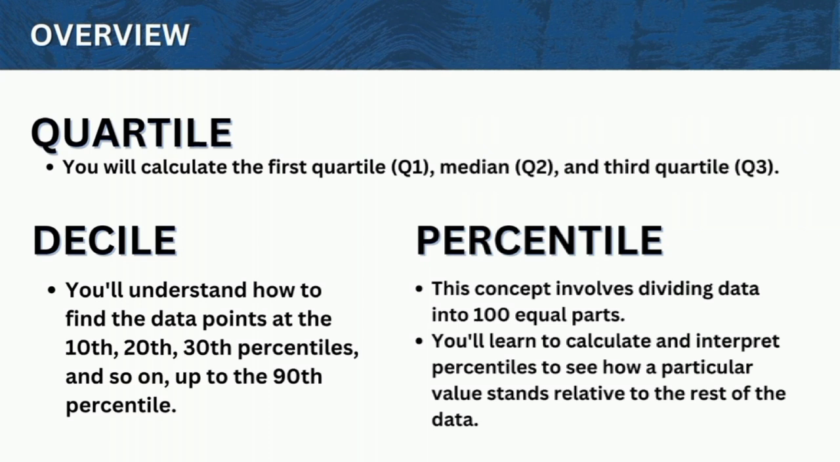You will learn to divide data into 10 equal parts. Deciles provide a more detailed view of the distribution than quartiles. You'll understand how to find the data points at the 10th, 20th, 30th percentiles, and so on, up to the 90th percentile. You will also learn how to divide data into 100 equal parts. Percentiles are useful for comparing individual data points within a larger data set. You'll learn to calculate and interpret percentiles to see how a particular value stands relative to the rest of the data.